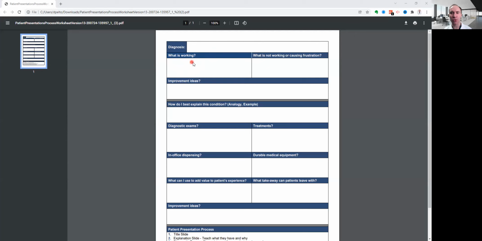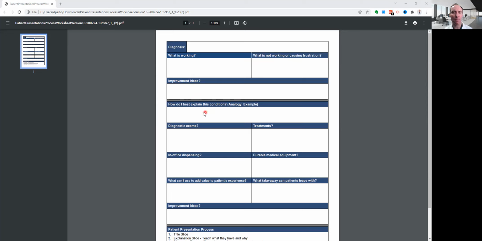So for me, what's working is shockwave, orthotics, cortisone injections. What's not working or what's causing frustration? This is good because these are areas that you can focus on. For example, if you're not doing enough orthotics or you're wanting to incorporate bracing or other things like that, and then you write your improvement ideas. This is something called an experience transformer, what I learned in Strategic Coach: what's working, what's not working, and some improvements, okay?